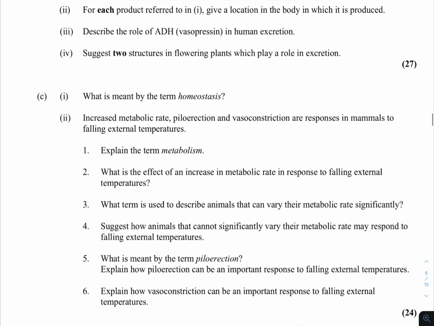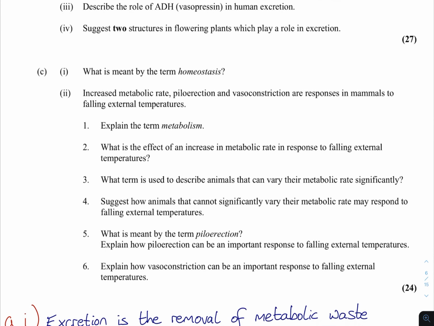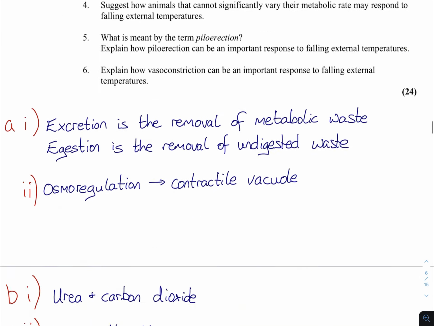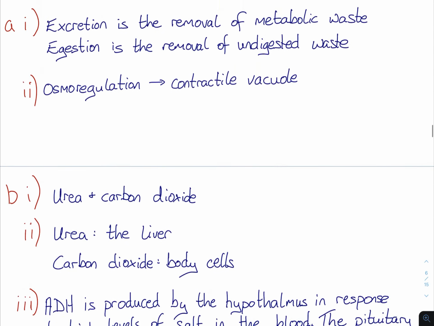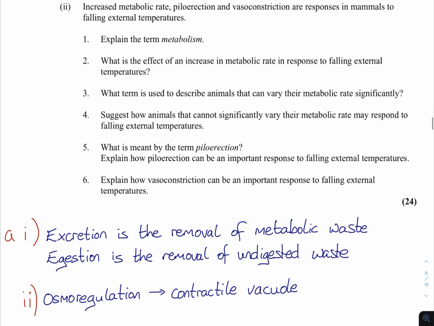Okay, the final part of this question, and we've seen these questions already for some of them: what is meant by the term homeostasis? Very quickly, homeostasis is the maintenance of a constant internal environment. And then you're given the rest of them to answer. What is the effect of an increase in metabolic rate in response to falling external temperatures? External temperatures just means your environment is getting cooler.